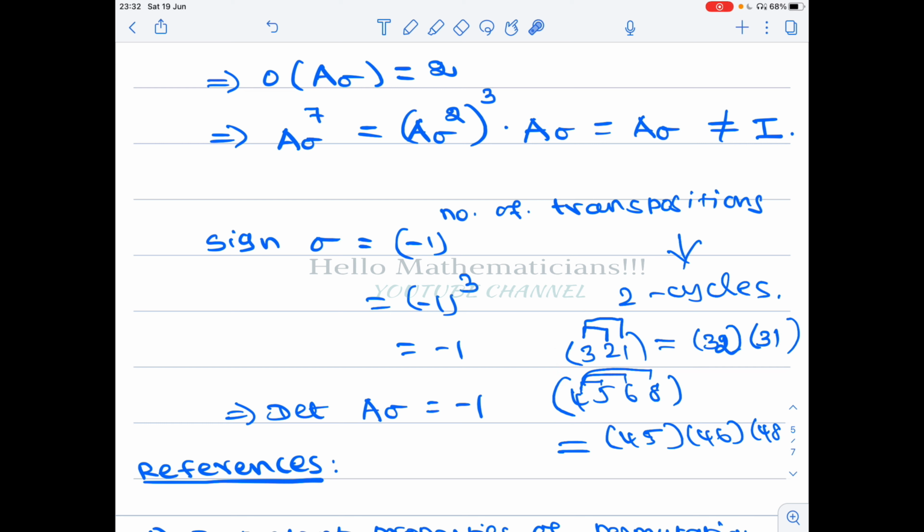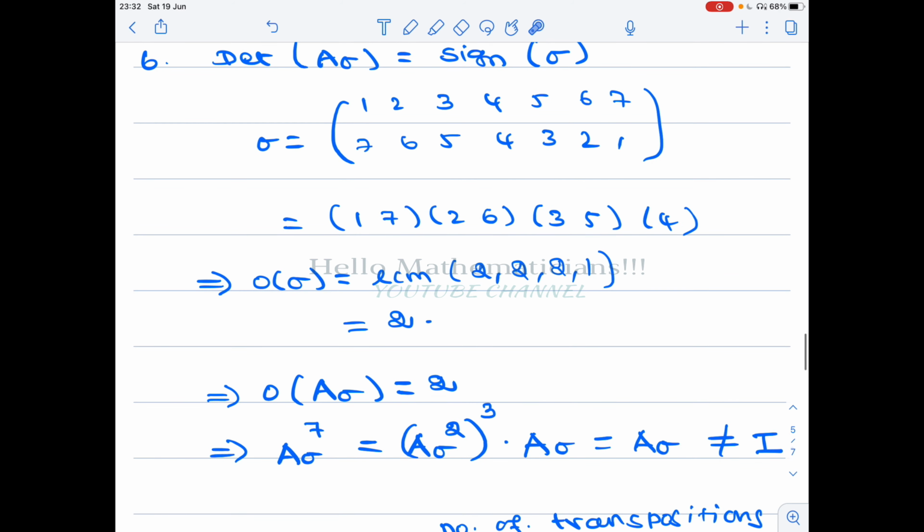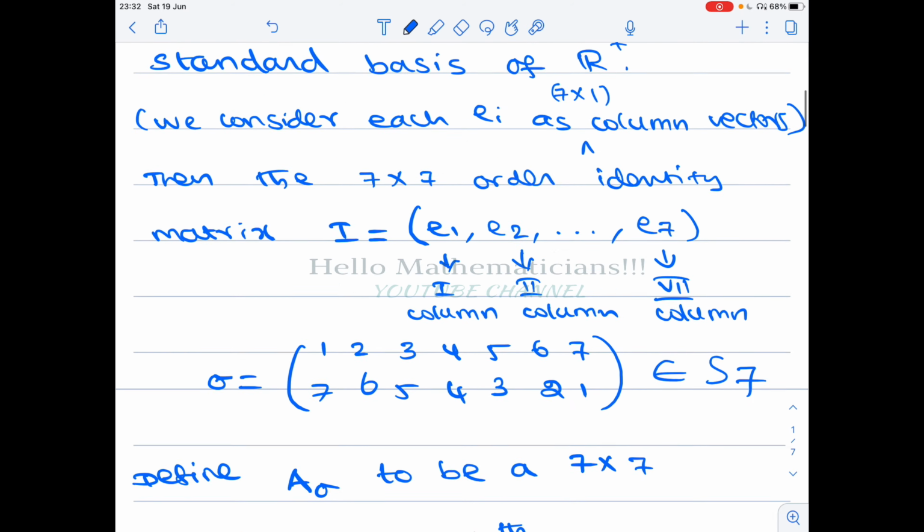But in general, for an arbitrary permutation, first you write the permutation as a product of cycles, then each cycle you split into transpositions like this. Good, so now we know the sign of sigma. Basically the sign of sigma is equal to the determinant of A sigma. But A sigma is the matrix of the linear transformation T. That is what we saw earlier.